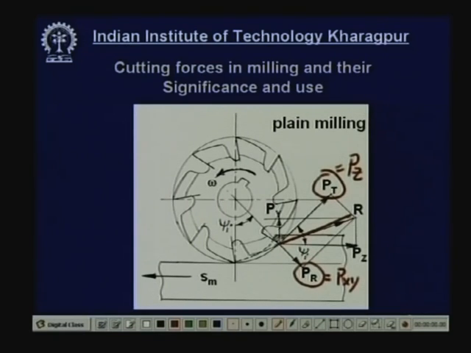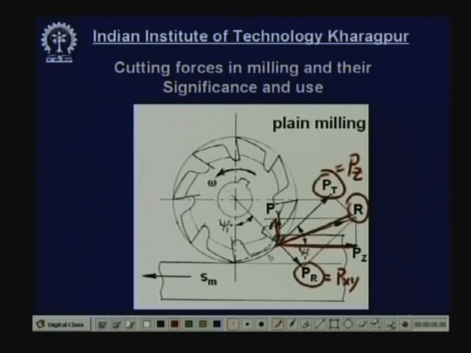Now, this force R can be resolved again for analysis further into a force Pz along the axis of the machine tool and another, Py, in the transverse direction. So, the main forces coming from the cutting process are the tangential force Pt and the radial force Pr, the resultant of which is R. This can be resolved into Pz and Py in a transverse direction, and Z and Y are the axes of the machine tool.